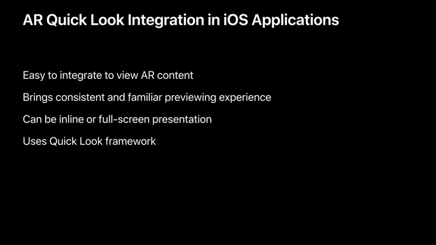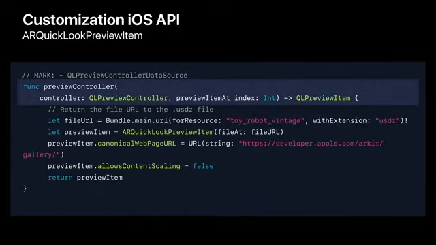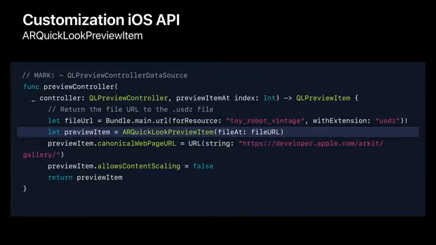AirQuickLook is built on top of the QuickLook framework to preview and present AR content. So the same customization options that are on the web are also available for your apps through our new API. To do so, use the new AirQuickLook preview item class defined in the AirKit framework, which conforms to the QLPreviewItem. Simply conform to the QLPreviewController data source protocol and return an instance of an ARQLPreviewItem. To create one, pass in the file URL of the 3D content that you wish to view.